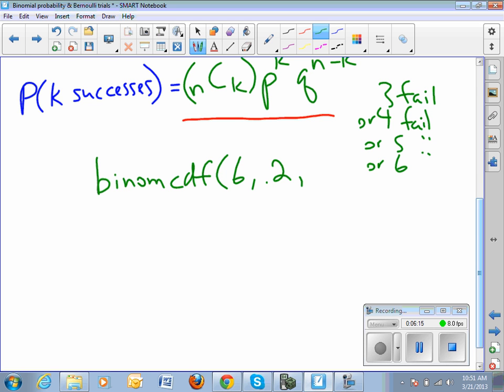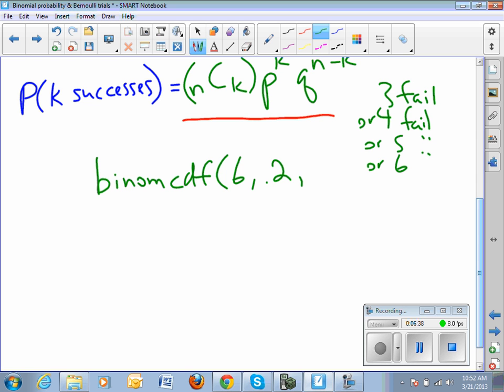If we use the binomial PDF, we could add up the probability that 3 fail, plus the probability that 4 fail, or 5 fail, or 6 fail. What would be a shorter way of doing that with binomial PDF than adding together all 4 of these probabilities? Use the CDF. Okay, yeah, we could use CDF instead of PDF.